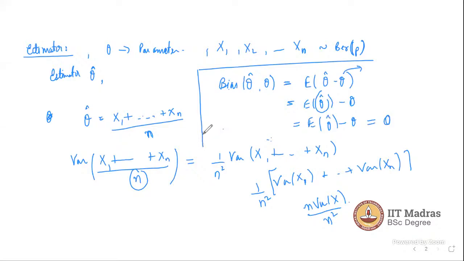That is the only thing we do when we have to check for biasness. Or if we have to find the bias, we try to find the expected value of theta hat minus theta. So whatever value you get there, if you get 0, you say it is unbiased. And if you get some other value, we say it is a biased estimator.